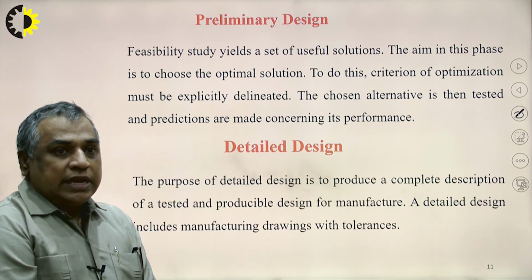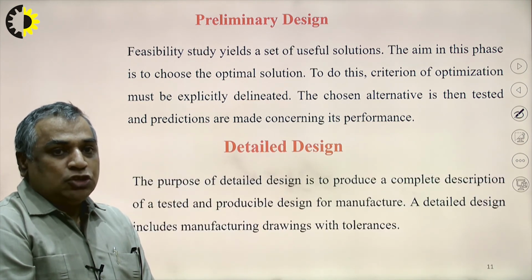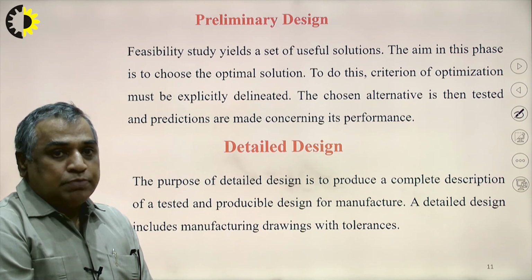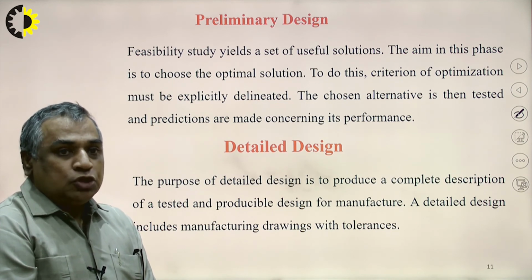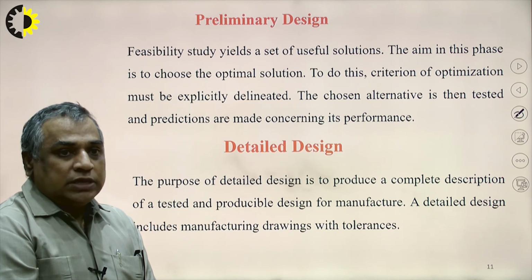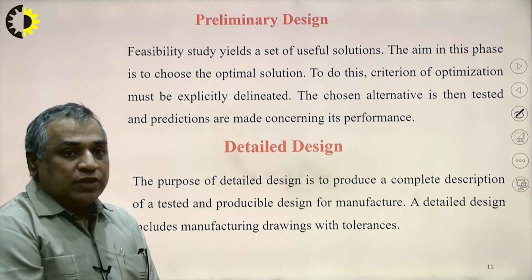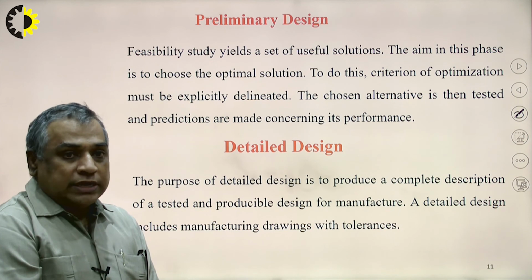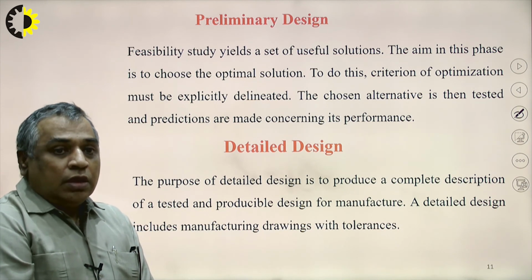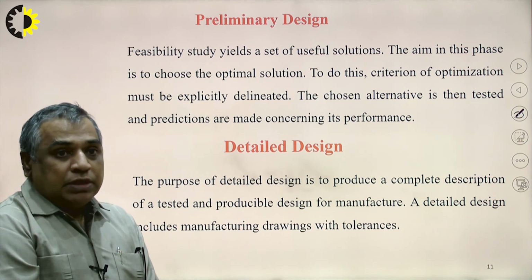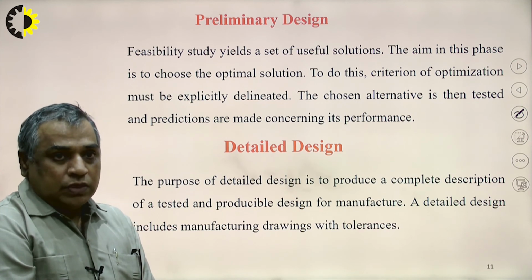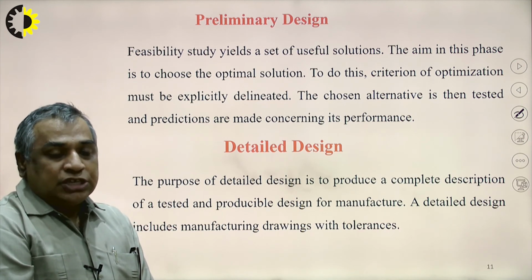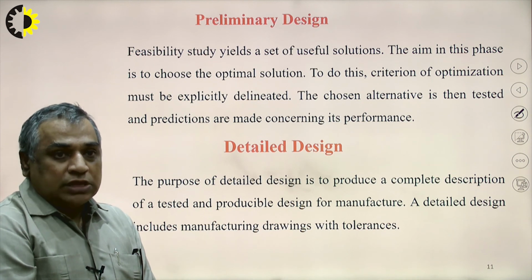Then detailed design. The purpose of the detailed design is to produce a complete description of a tested and producible design for manufacture. A detailed design includes manufacturing drawings with tolerances. The part drawings and the assembly drawings are included in the detailed design. Even erection drawings are required in the detailed design.